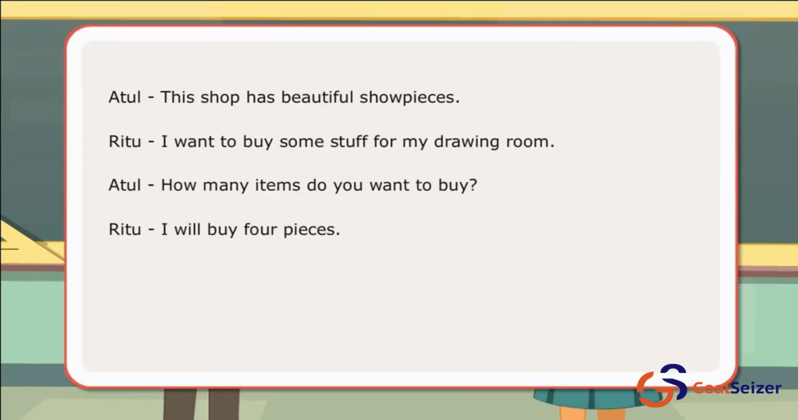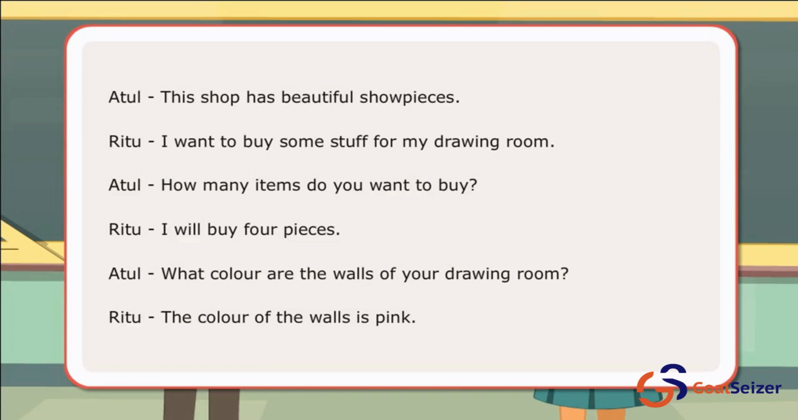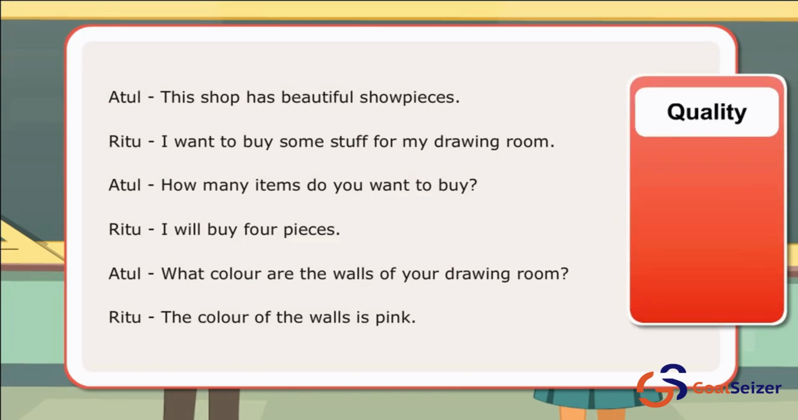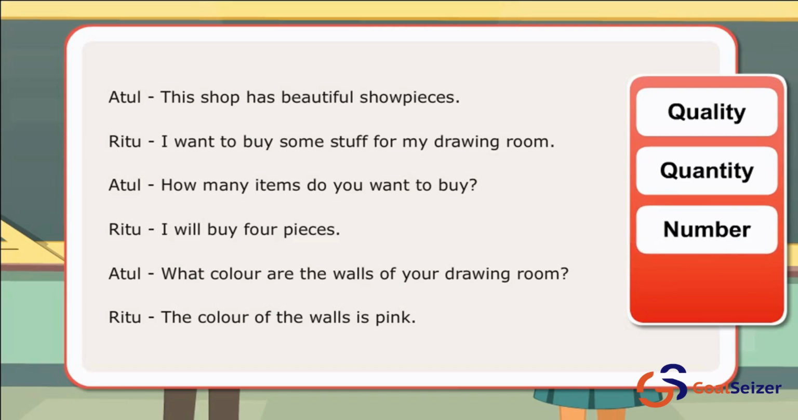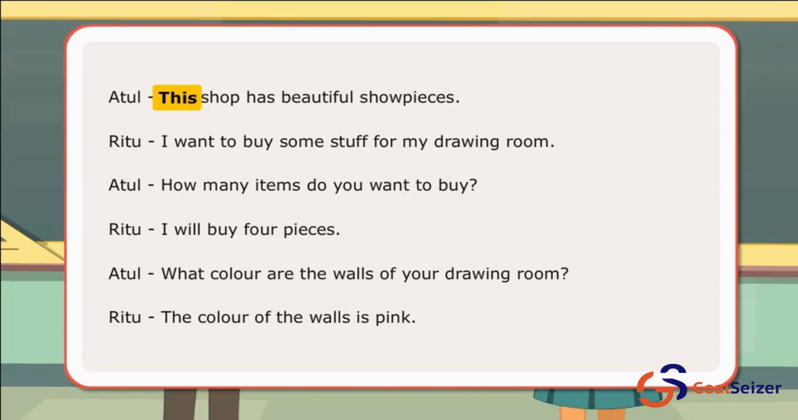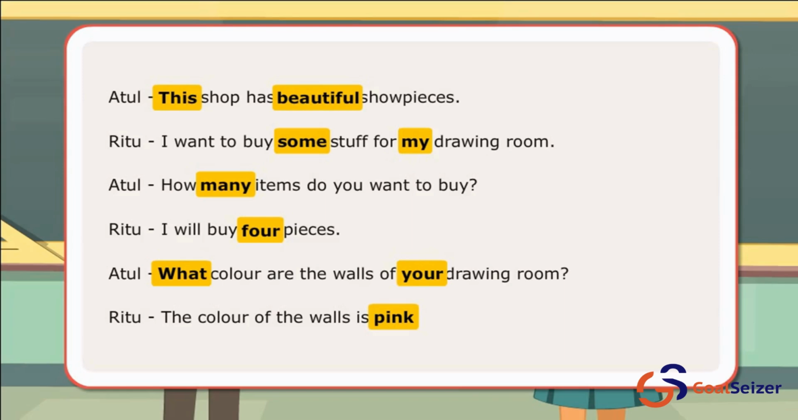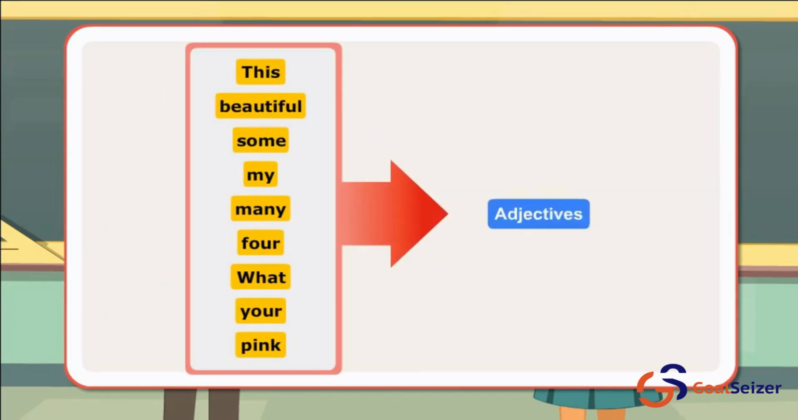In the conversation, Atul and Ritu have used different words to tell about the quality, quantity, number, possession about a specific or many objects. The words this, beautiful, some, my, many, for, what, your, pink are examples of different kinds of adjectives.